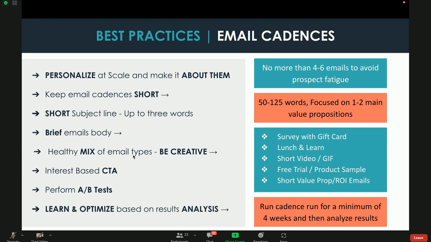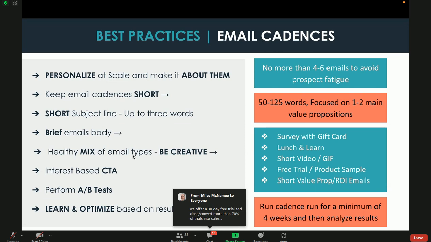We'll talk about some short value proposition or ROI type emails. There are no unique assets there. There's nothing crazy creative, but they're just short, to the point, and talk about what matters to that persona. I'll walk through some examples for the vast majority of those types.